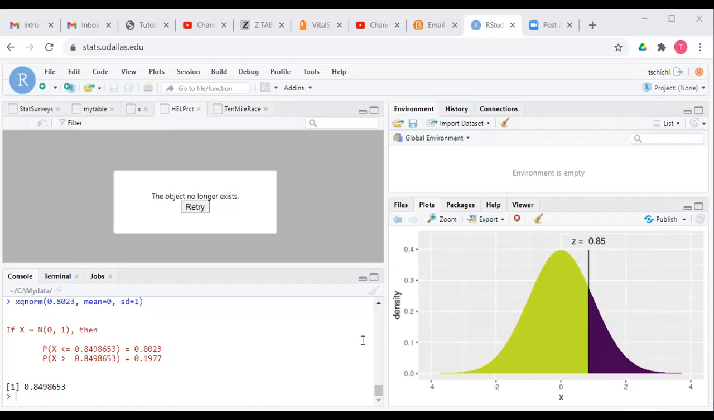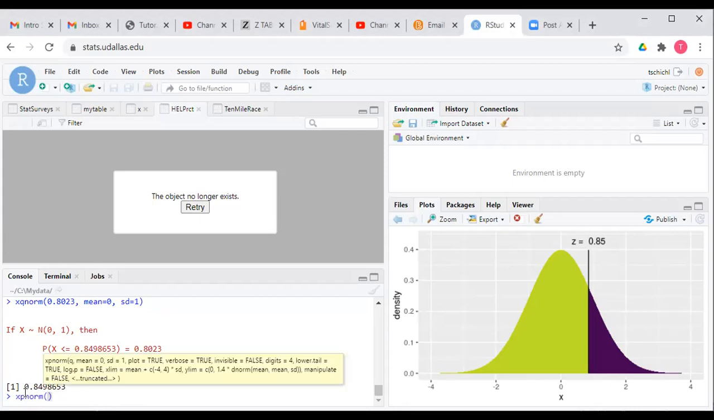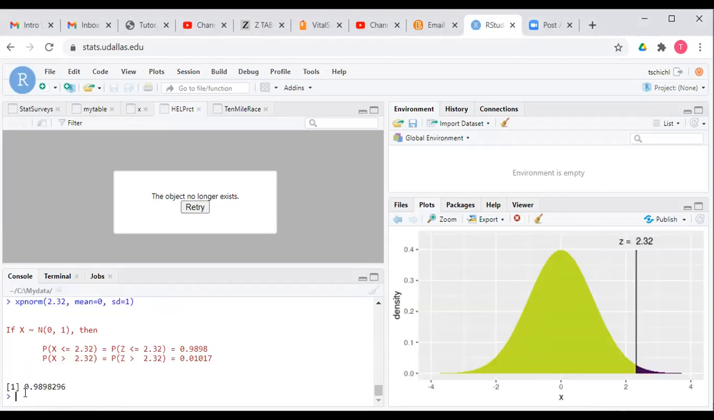Okay. So you can use the R. The first things here, you still do the same, right? So you use XP NORM, right? XP NORM. Then what is your Z value? 2.32, right? So 2.32. Then you have a mean equal to 0 and SD equal to 1. All right.